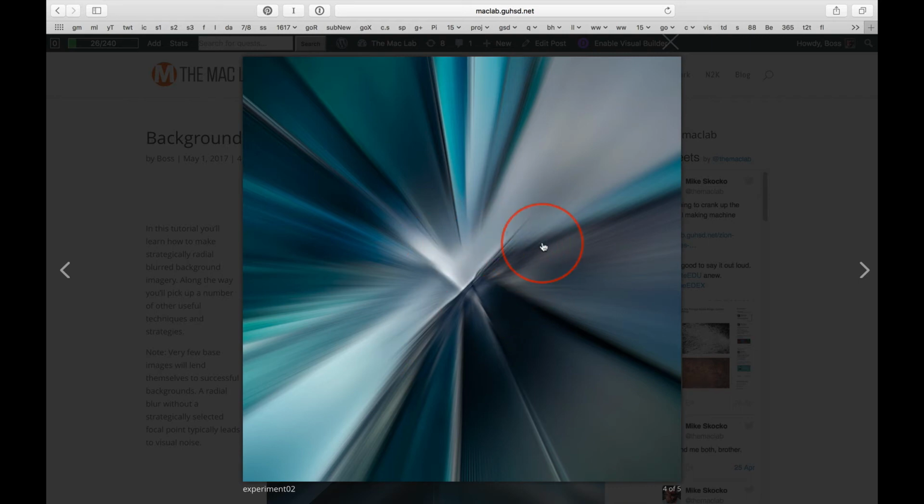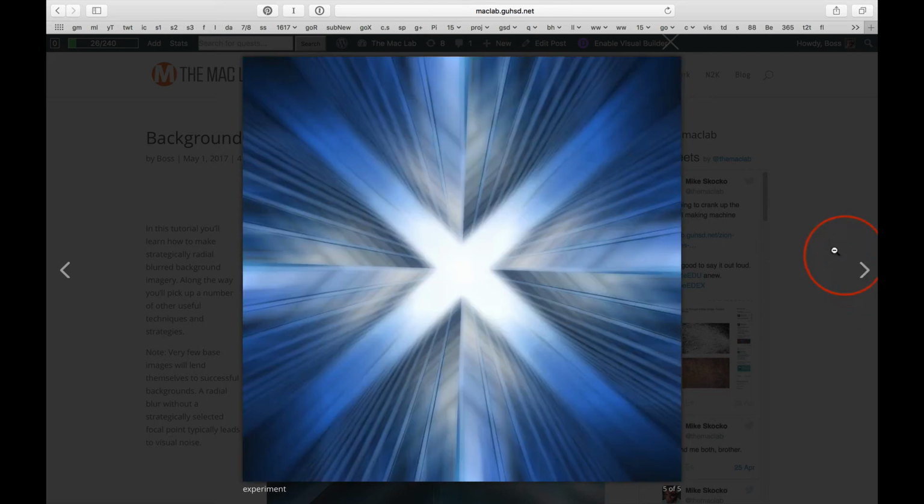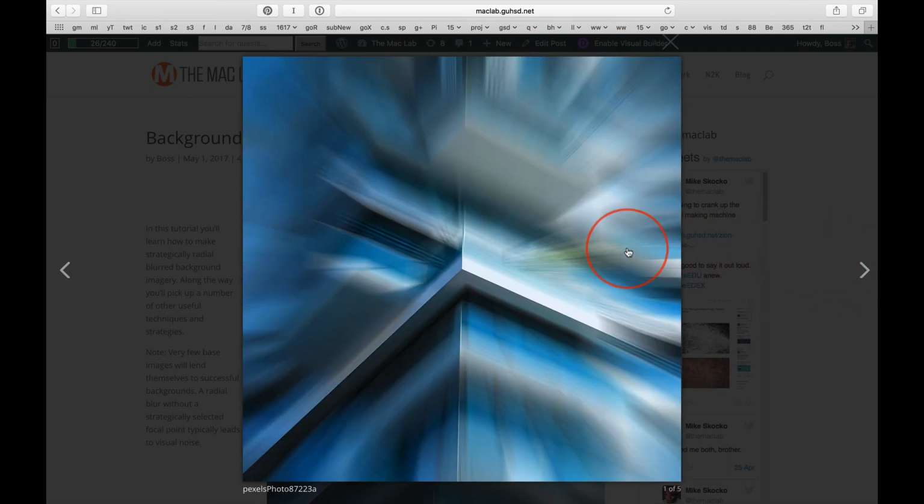Taking any photo and adding a radial blur to it generally is uninteresting, as you'll discover when you don't work with a specific focal point. This X was intentional, and it's probably the least interesting of all the images, but the idea was I wanted that X there for the word experiment. And then we're back to where we started.